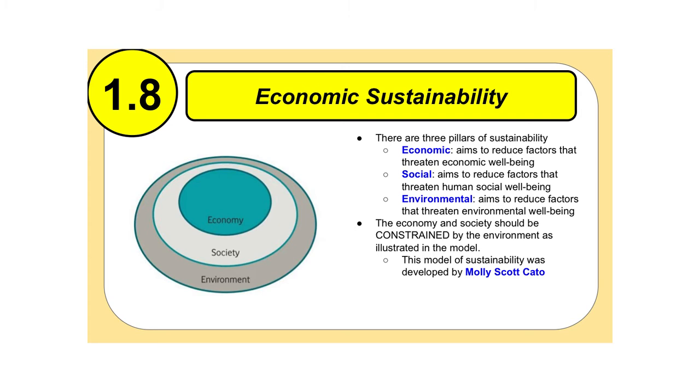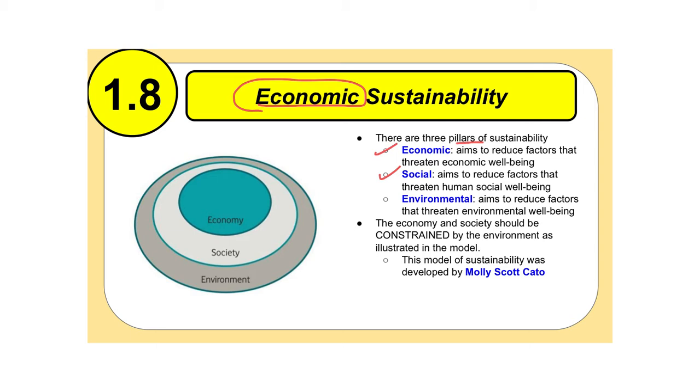So before jumping full-fledged into economic sustainability, we need to first establish and understand that there are three different pillars of sustainability that we will need to be discussing throughout this unit. And the first one is economic sustainability, which is what we're talking about right now. And here's the definition. It aims to reduce the factors that threaten economic well-being. So it's just trying to remove any issues that are going to impede economic development for any country, regardless if it's a developed or developing nation. Just removing any barriers that are going to prevent that country from being economically successful.